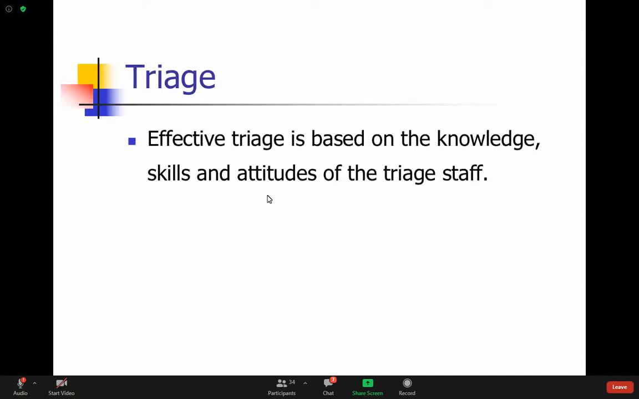Effective triage is based on the knowledge, skills, and attitude of the triage staff. So this needs someone to get trained for that. He needs the knowledge, he needs to read about the triage process, he needs the skill and attitude to be trained well and how to deal with those patients. So it needs expertise and training to be able to triage patients. And triage usually gets done by nurses and also physicians in the emergency department.